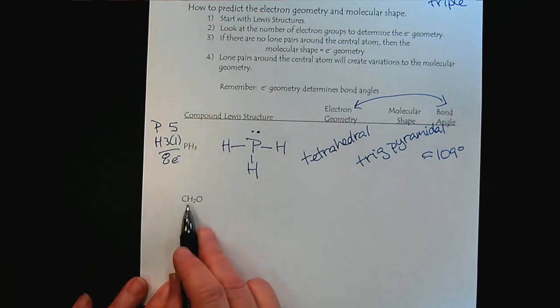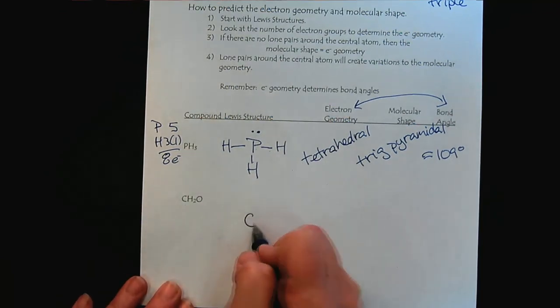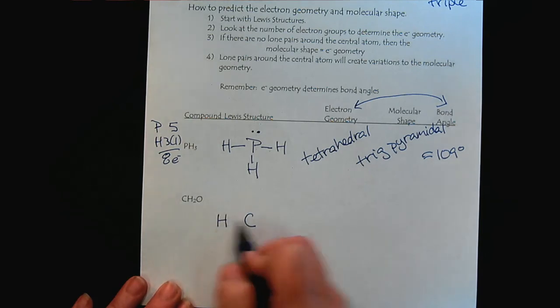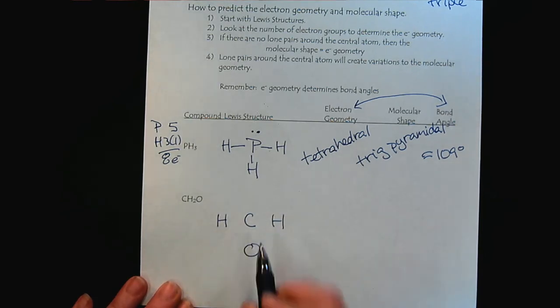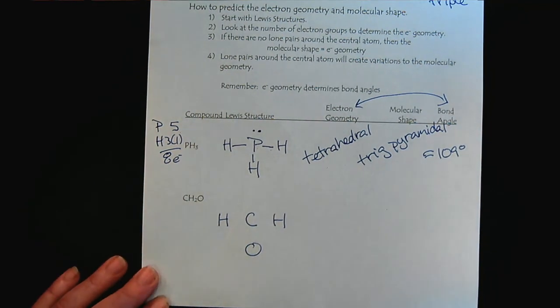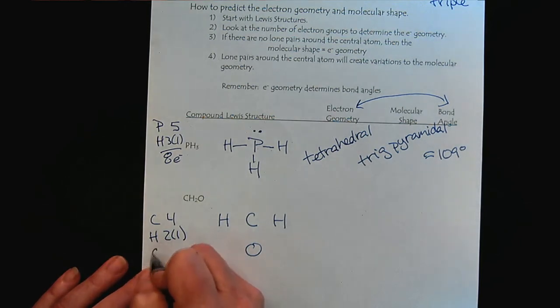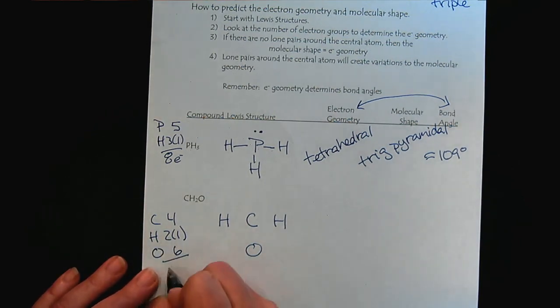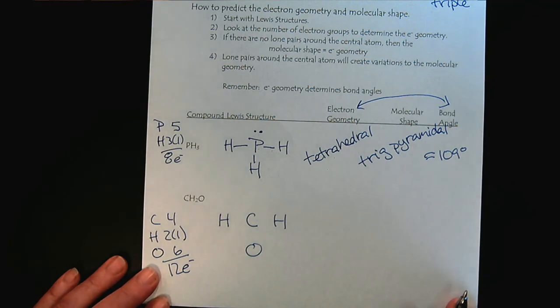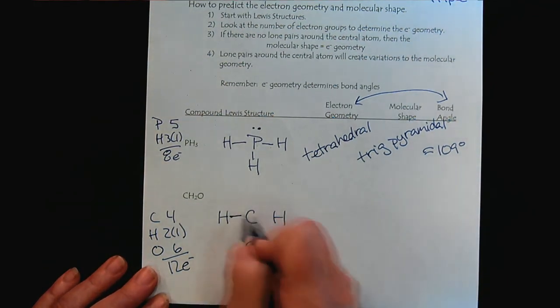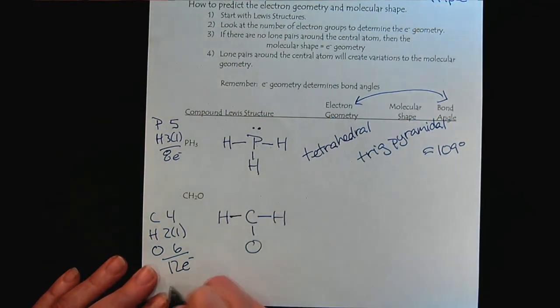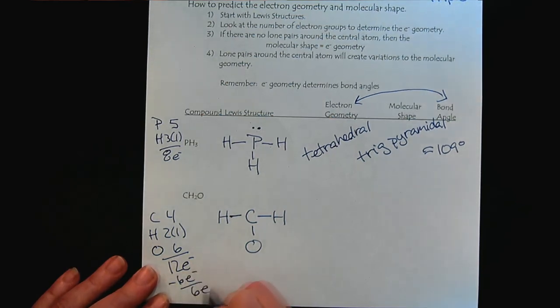CH2O. So the carbon is the central atom, and then the hydrogens and the oxygen surround the carbon. How many valence electrons do we have? The carbon gives us 4. The hydrogens, so there's 2, they each give us 1. And the oxygen gives us 6. So altogether we have 12 electrons. The first thing we do is we use 6 electrons to connect all of the atoms. Now we have 6 electrons left.